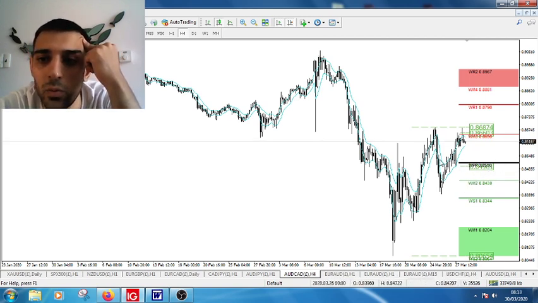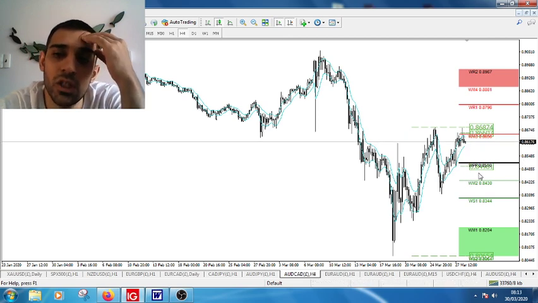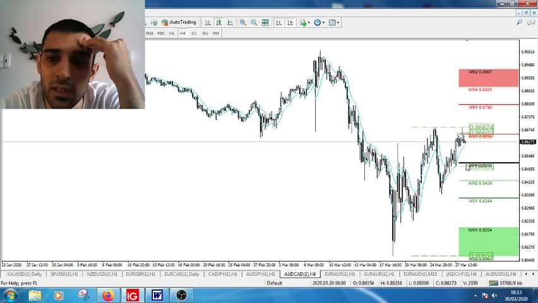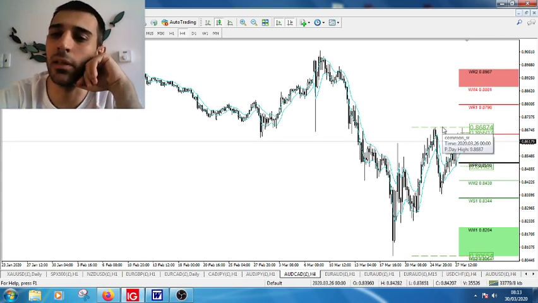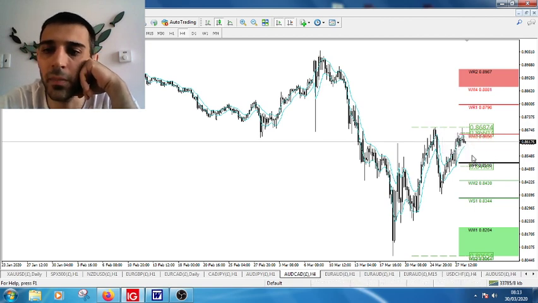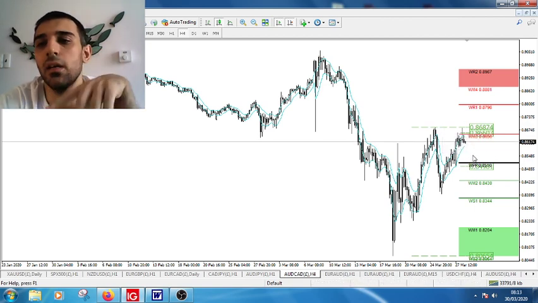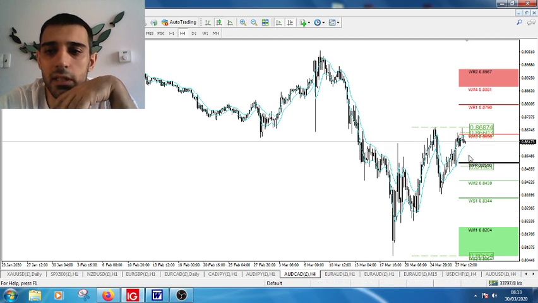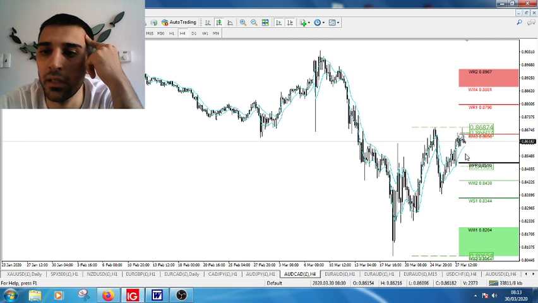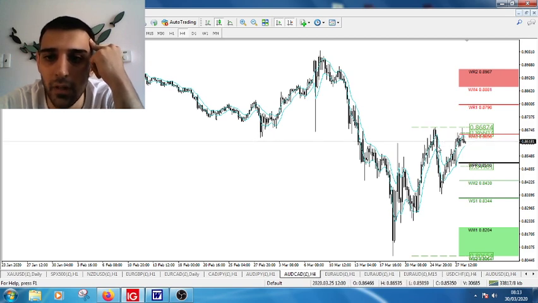This is the new weekly pivot, and it's not being tested, so the price generally likes to gravitate towards these main pivots. Not always, but they do like to do that. But because the price is still a bit further away from this area, that's why I want to see a bit more downside before I get into the short side.